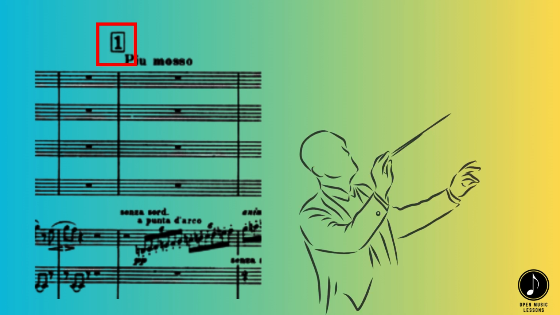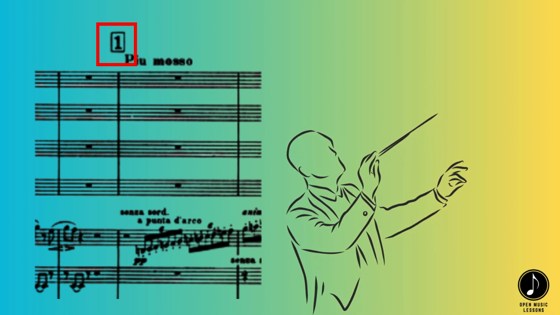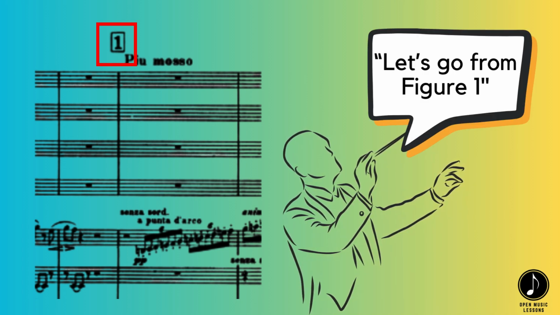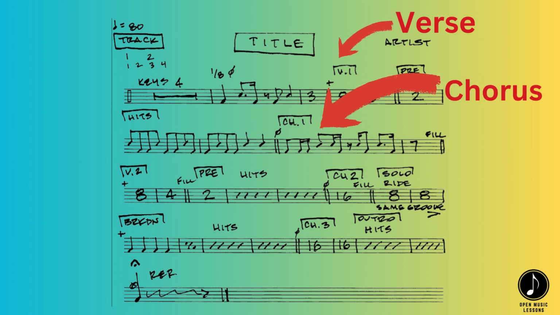Rehearsal numbers, seen here, work in the exact same way as rehearsal letters. They usually have a clear box around them so they do not get confused with bar numbers. A conductor would refer to these rehearsal marks as figure 1, or any other number in the score, to avoid confusion in rehearsals. In popular music, most bars and bar numbers would be discussed in relation to a verse, chorus, or different section of the song.